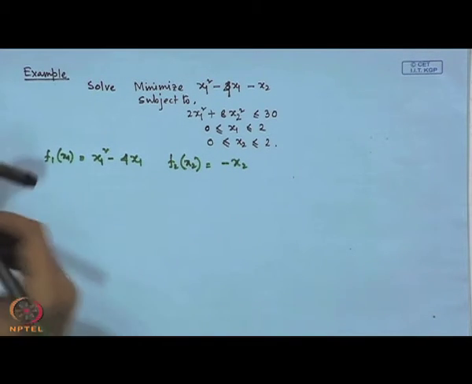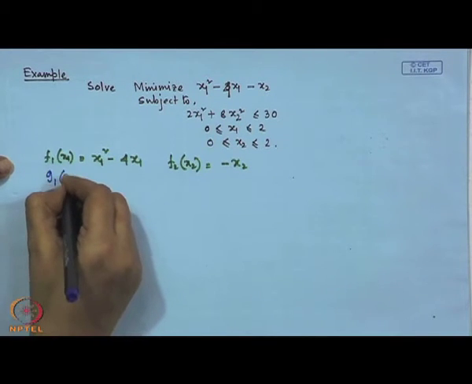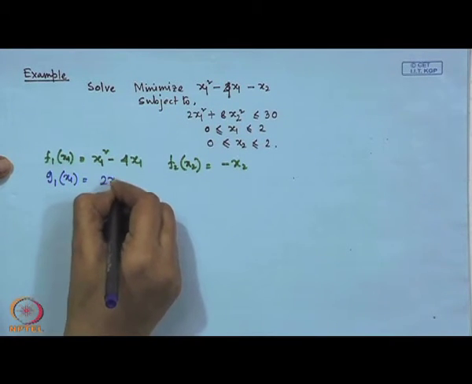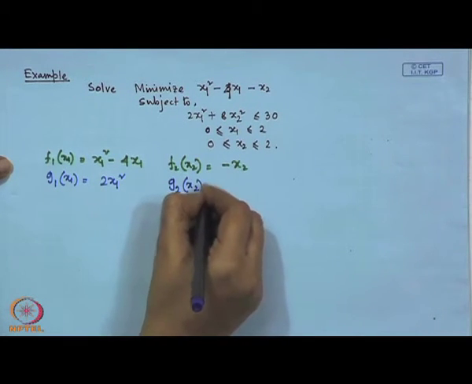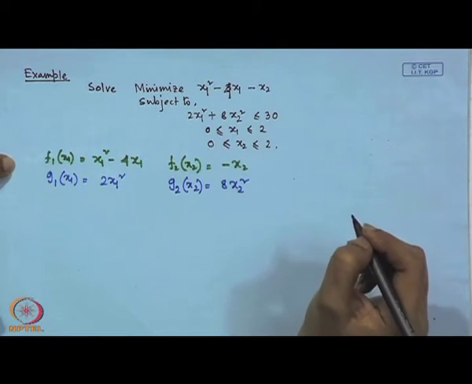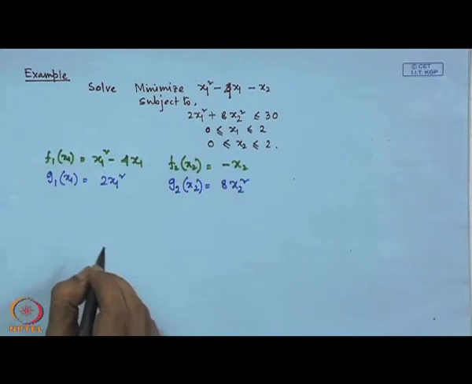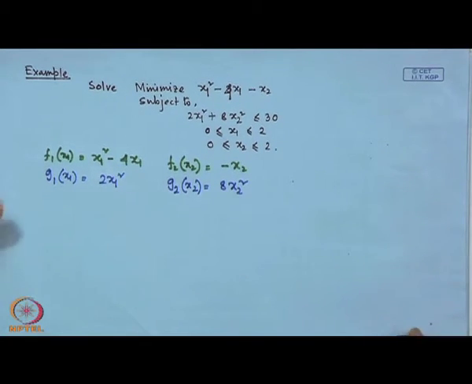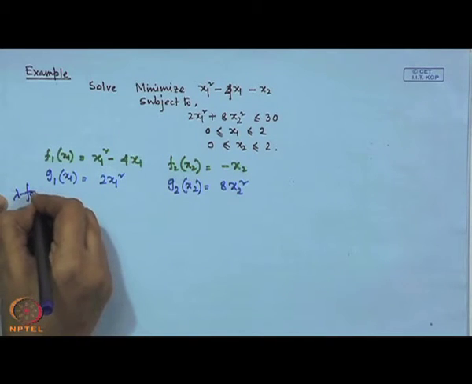Similarly, for the constraints, g1(x1) is equal to 2x1 square and g2(x2) is equal to 8x2 square, and these are the bounds of x1, x2. Now, for handling this, either we can apply the lambda equivalent form, which is LPP, or we can use the del equivalent form, any one of these three we can apply. Let me go for the lambda form.